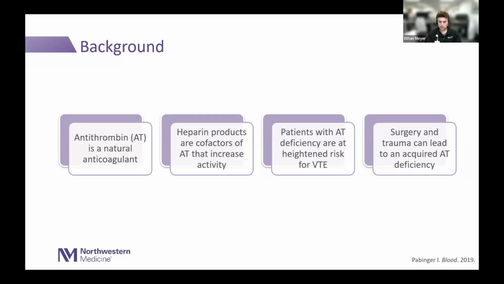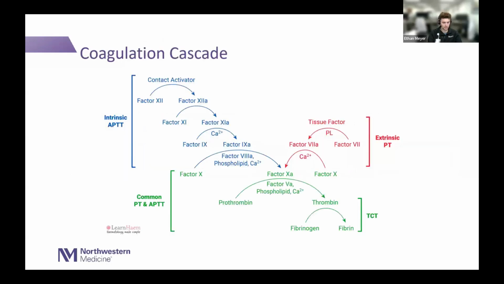And surgery and trauma can lead to an acquired antithrombin deficiency, and this is due to a couple different mechanisms. The first one being dilution with resuscitation, and then active consumption due to bleeds that may be going on and clot formation. Because of these two factors, there are high rates of DVT and other VTEs within the trauma population despite prophylaxis.